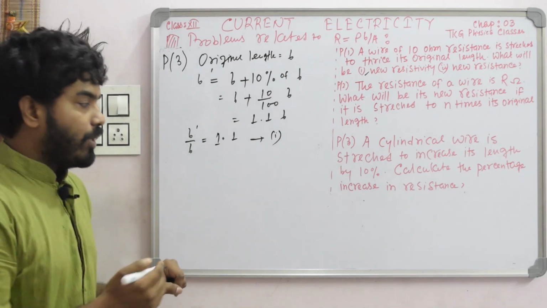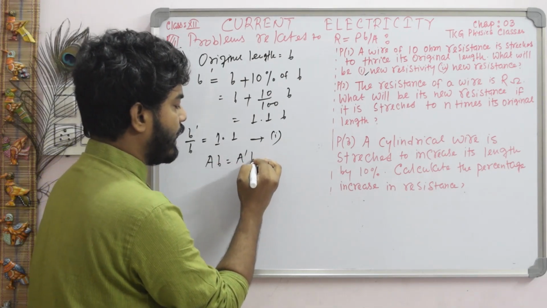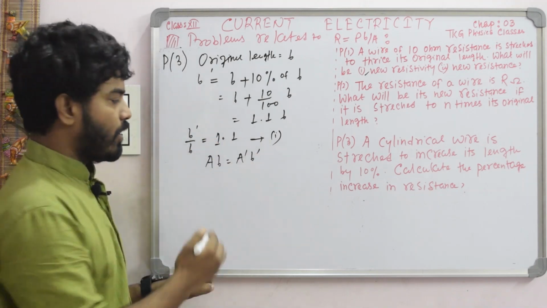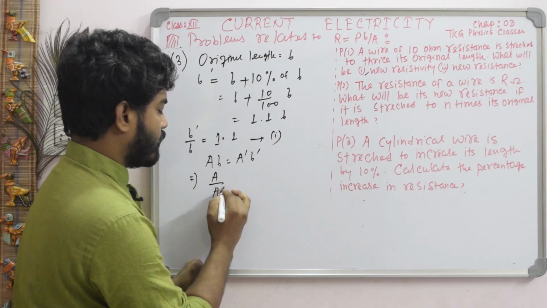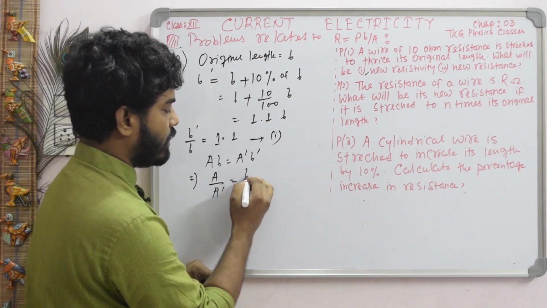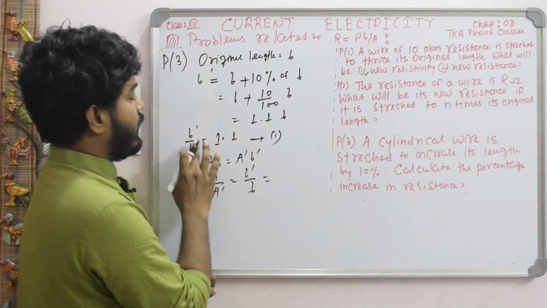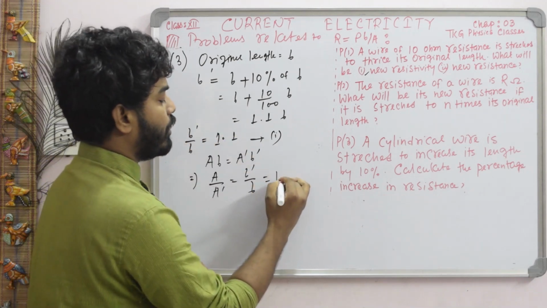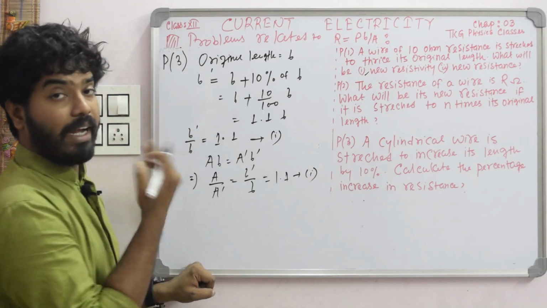Now you know this condition: A into L is equal to A dash L dash, the volume remains the same. So from here you can say A by A dash will be L dash by L, cross multiplied. And you know the ratio L dash by L is 1.1. So A by A dash is also 1.1.